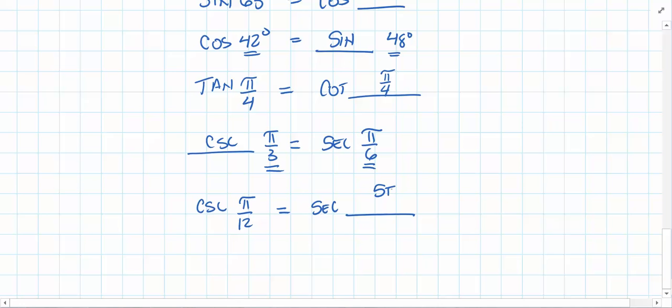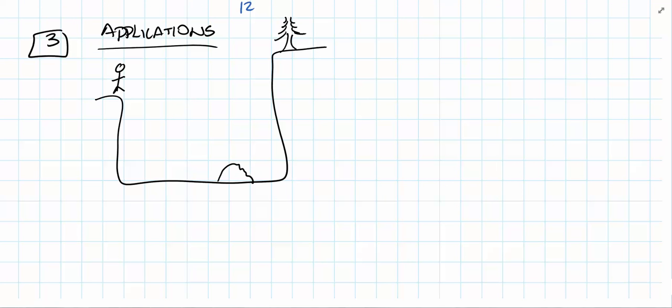How'd you do that? Pi over 12 plus 5 pi over 12 is the same as pi over 2. Yeah, so pi over 2 minus pi over 12 gives you 5 pi over 12. So this is our 90 degrees minus our theta. Okay? What do you think about that? Pretty good? Okay.